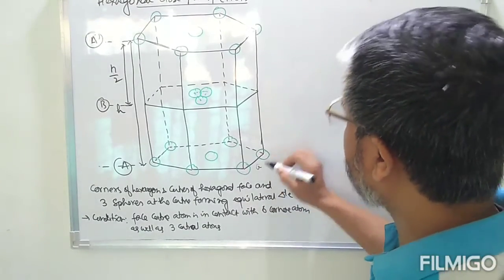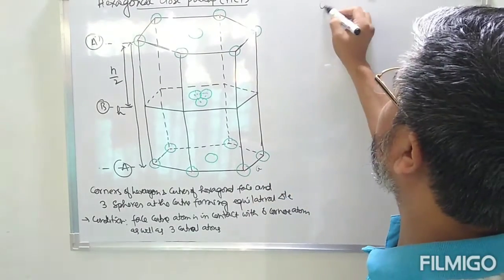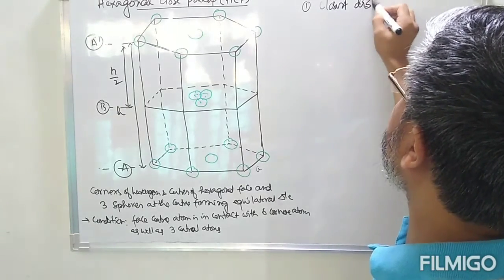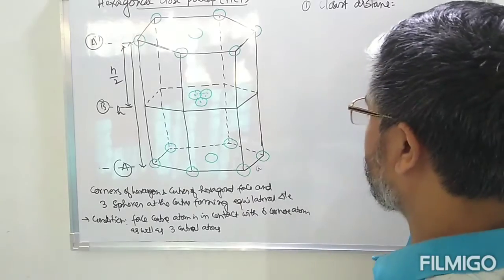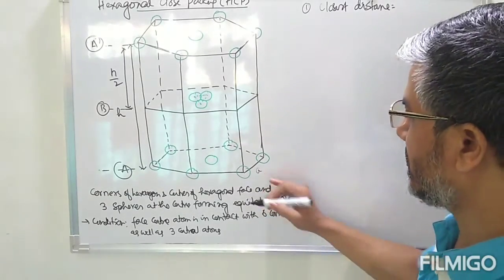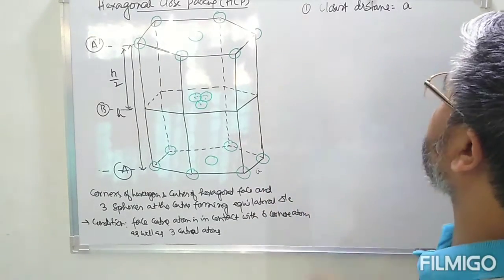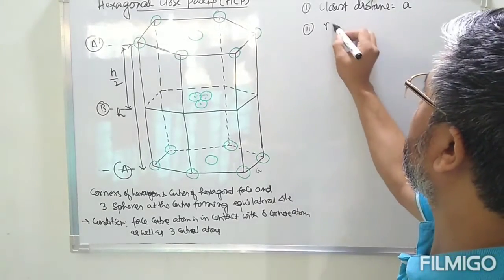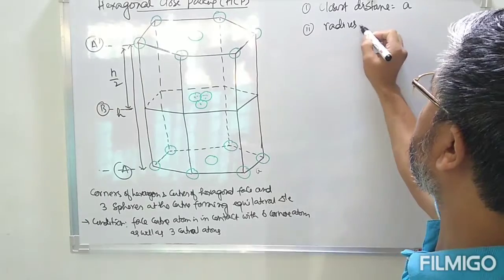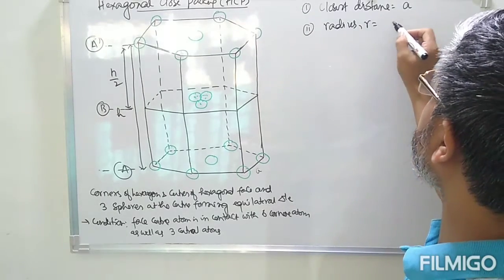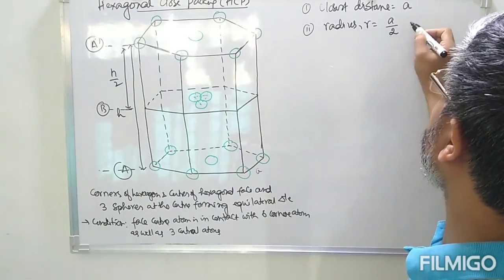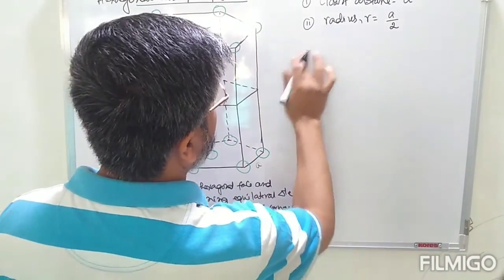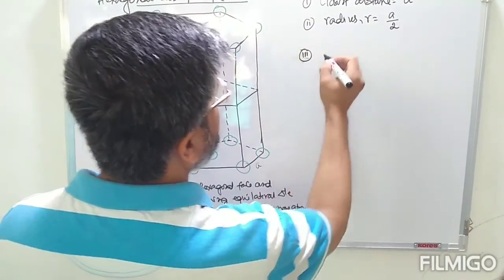So if this is the condition, let the edge length be a. Then the closest distance between any two spheres is the edge length a. If r is the radius of a sphere, then the radius r is equal to a by 2, half of this edge length.